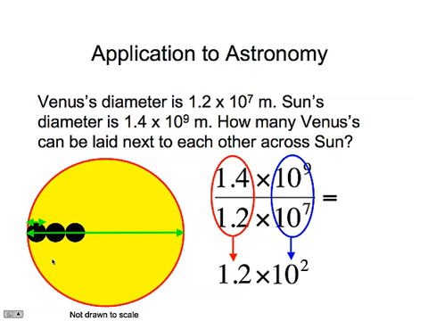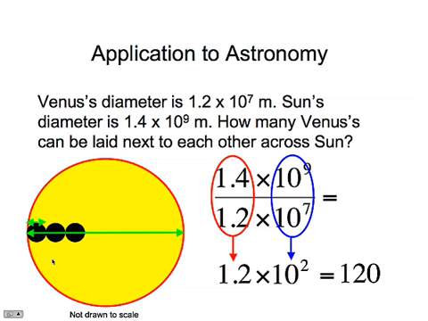Now, we can do the exact reverse of what we did before and take the number in scientific notation and write it without powers of 10. Since there are 2 powers of 10, let's move our decimal place, this time to the right 2 places, which gives us 120. Therefore, if Venus were laid next to each other, there would be 120 of them to cross the Sun. In other words, the Sun's diameter is 120 times larger than Venus's diameter.